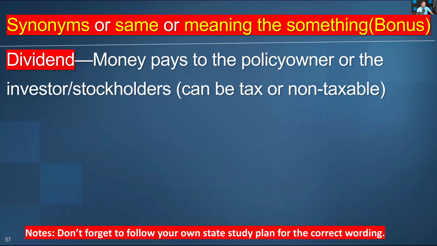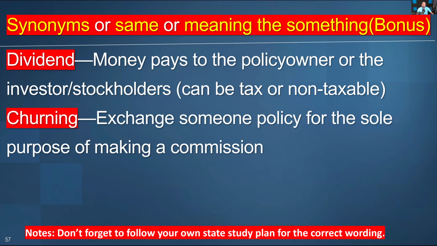Dividend is money paid to the policy owner, right? And or they pay to the investor, to the stockholders or the shareholders. Okay, it can be taxed and it can be non-taxed. If it's not taxed, it's called non-taxable. That's when it's the dividend they pay to the policy owner. If it is taxed, that's the dividend they pay to the investor or the shareholders or the stockholders.